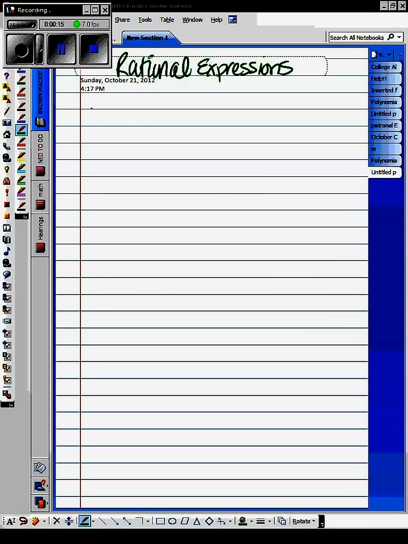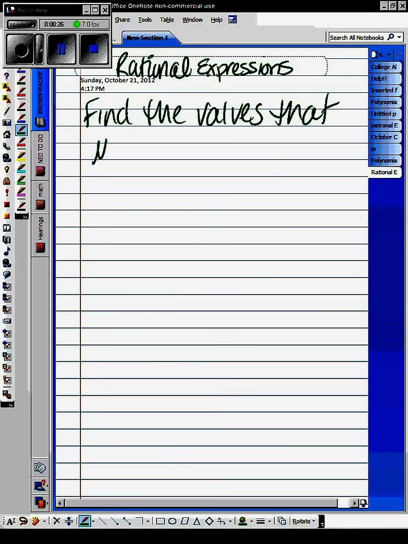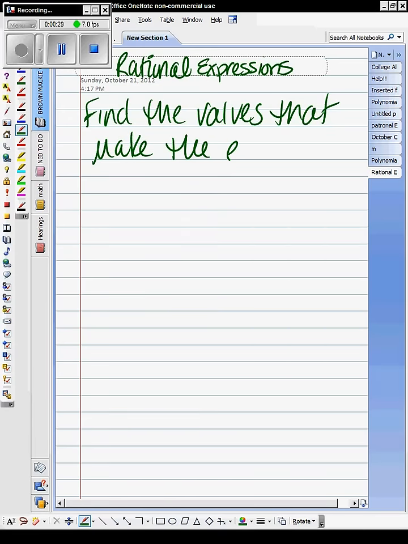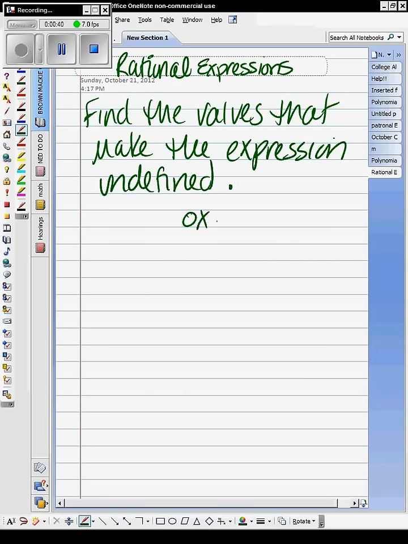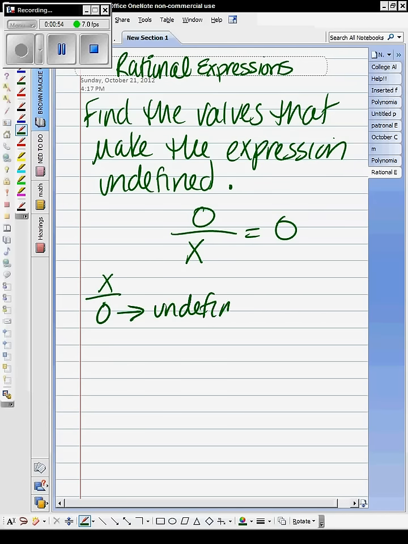Okay, so the first thing we need to learn in chapter 6 is find the values that make the expression undefined. So what makes something undefined anyway? Technically, if we have 0 over the top, right? That means that if we have 0 over x, that pretty much equals 0. But let's say we had x over 0. Well, anytime 0 is at the bottom, it is undefined, right?